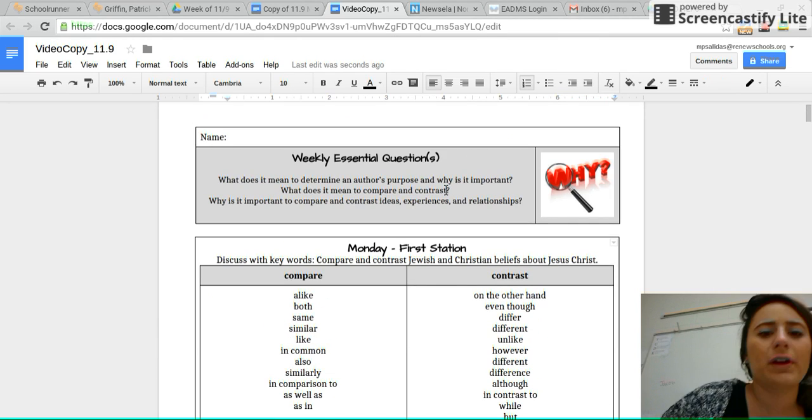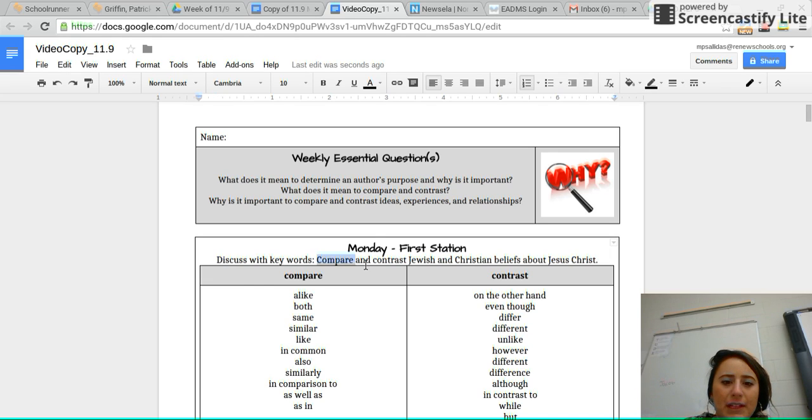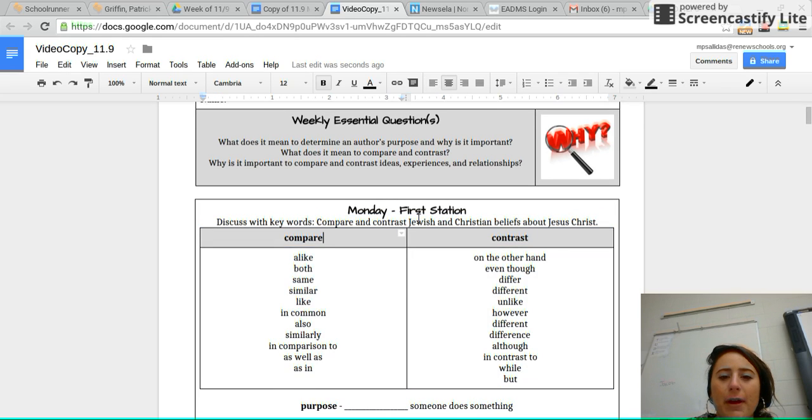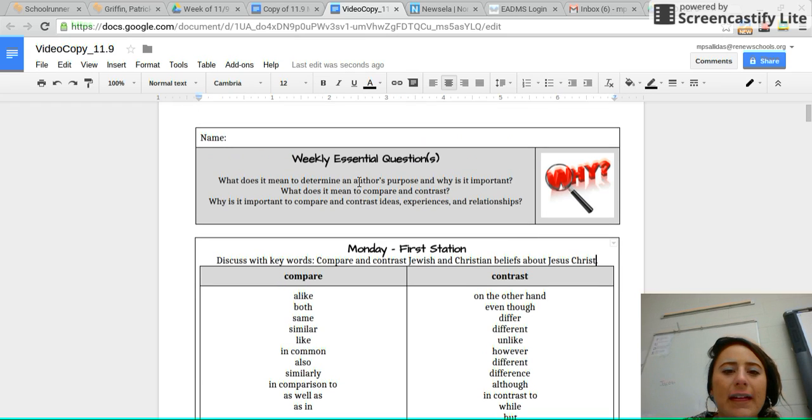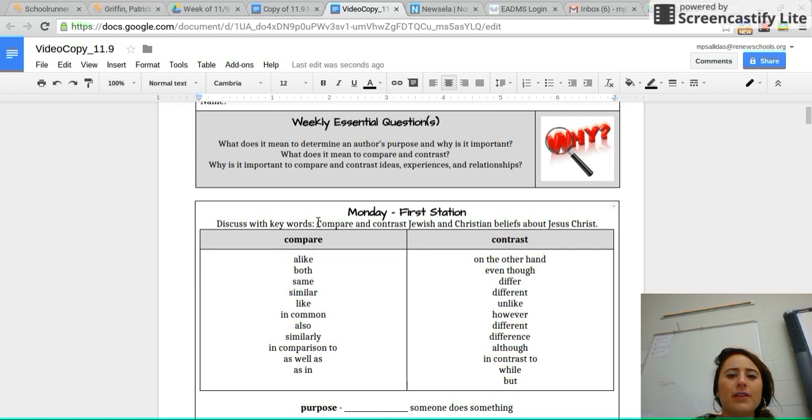We are going to be working on more comparing and contrast writing. Like last week, when we compared and contrasted Jewish beliefs about Jesus Christ, some social studies stuff, this week we're going to compare and contrast author's purpose and different things. That is new for us this week. We're learning author's purpose. First, compare and contrast, quick review from last week, Jewish and Christian beliefs about Jesus Christ.